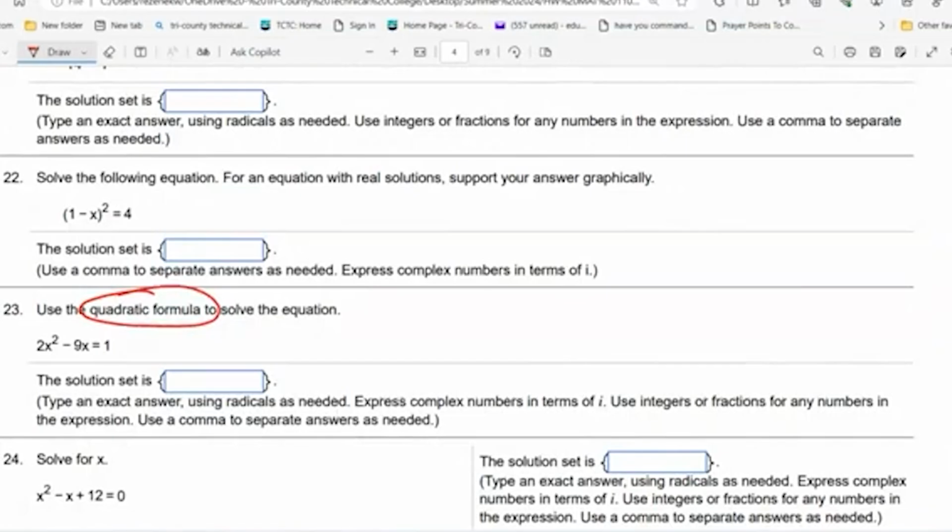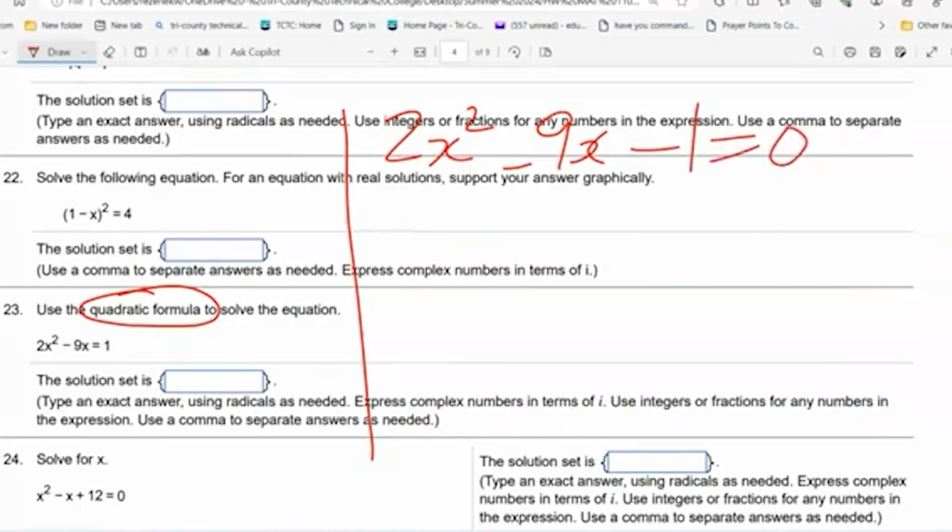So the first one I'm going to do up here. I have 2x squared minus 9x, and I want to bring -1 to the left-hand side, equal to 0, so it can be in standard form. So I made the quadratic function look like a standard form.